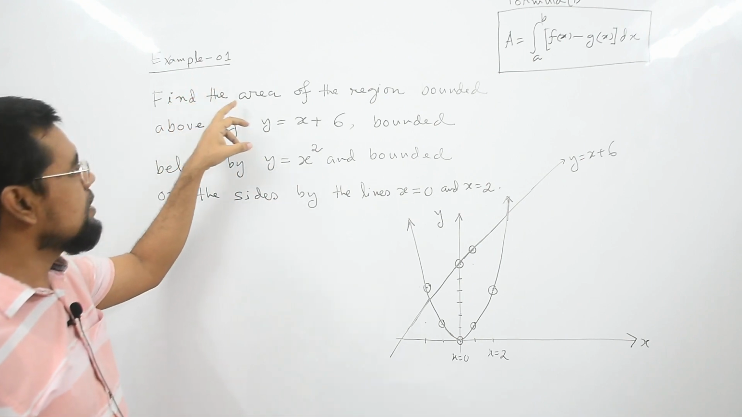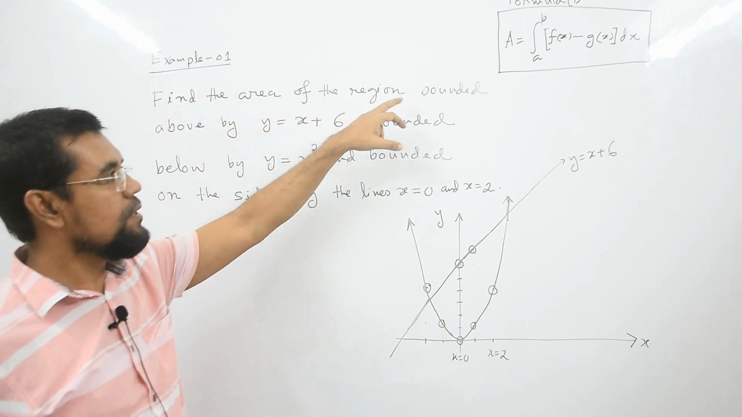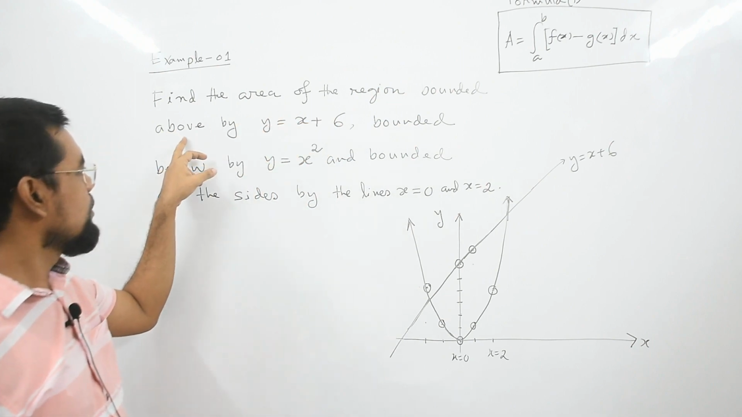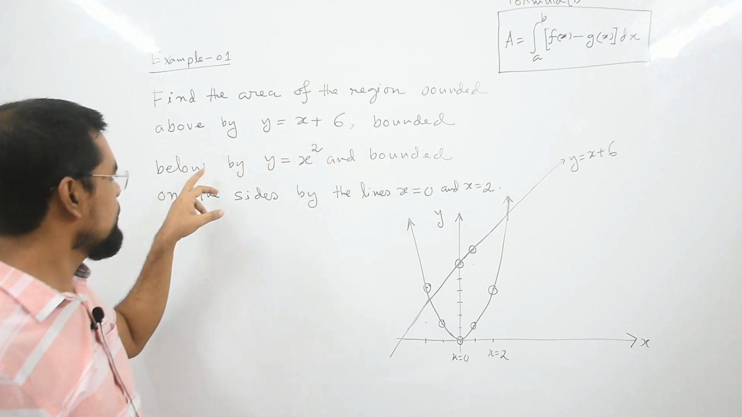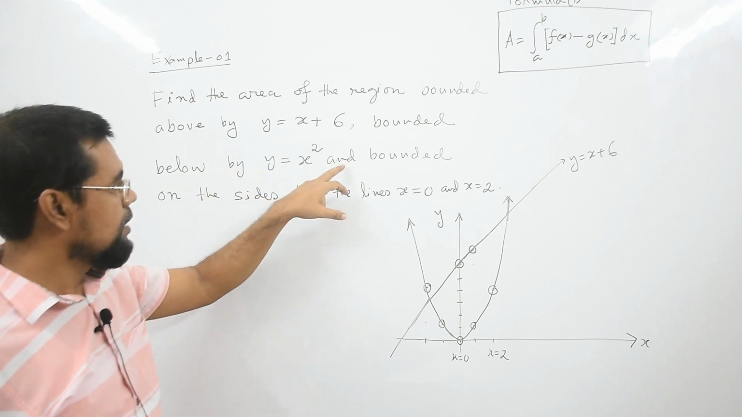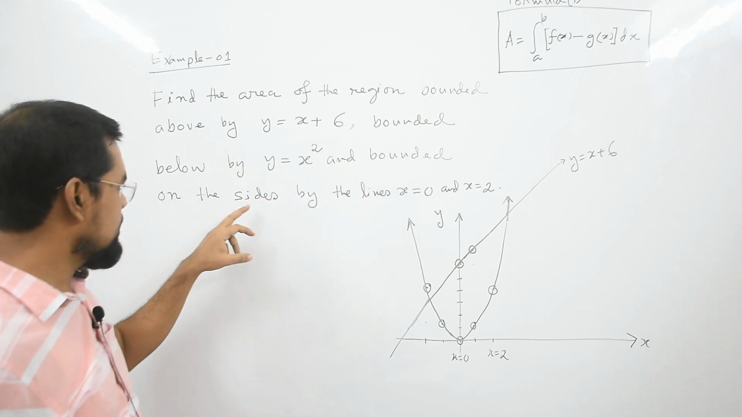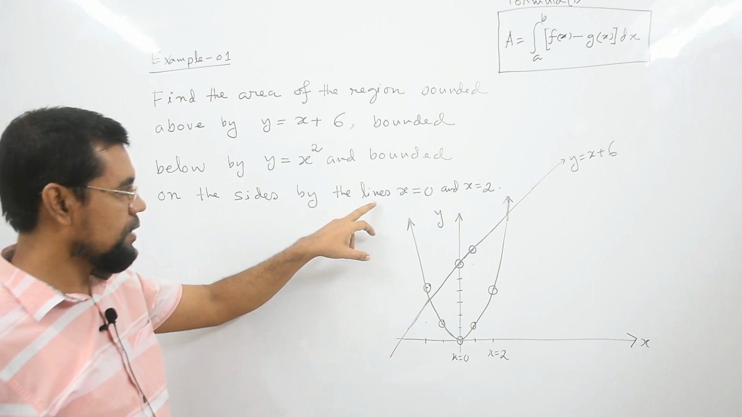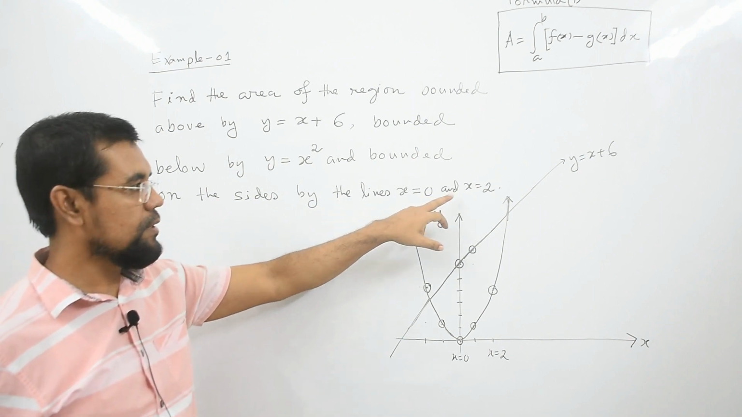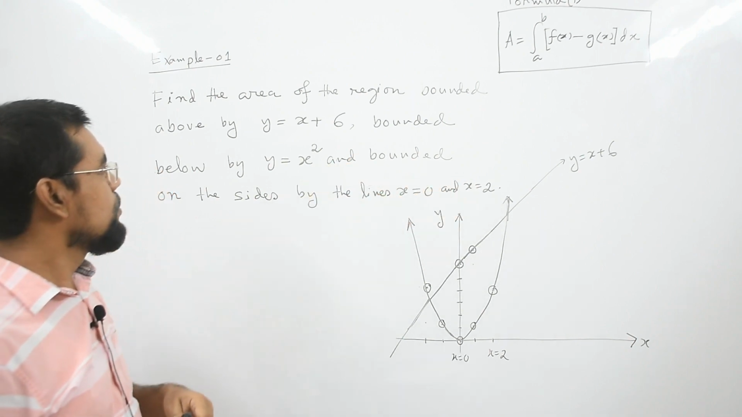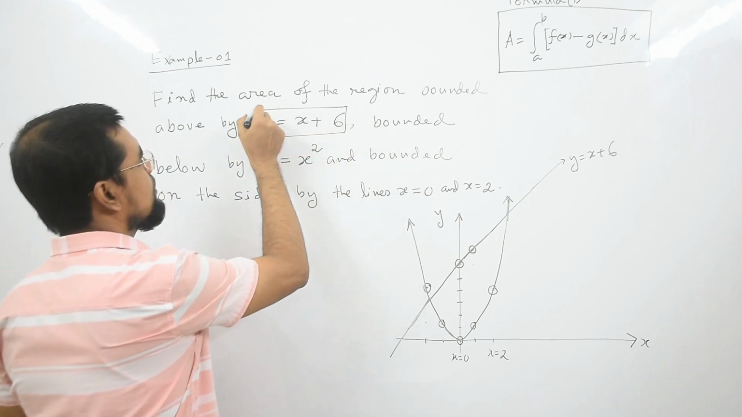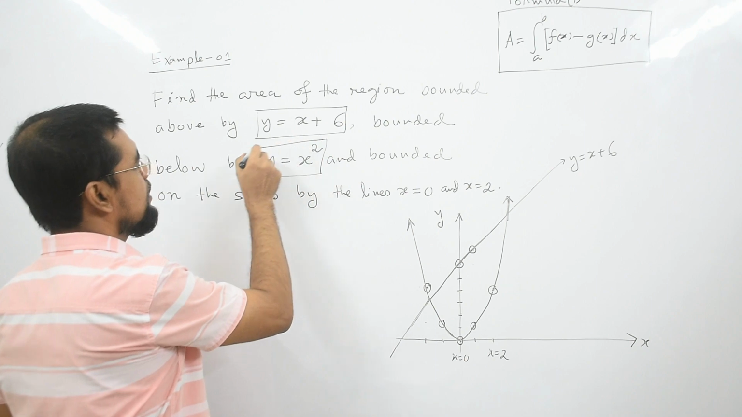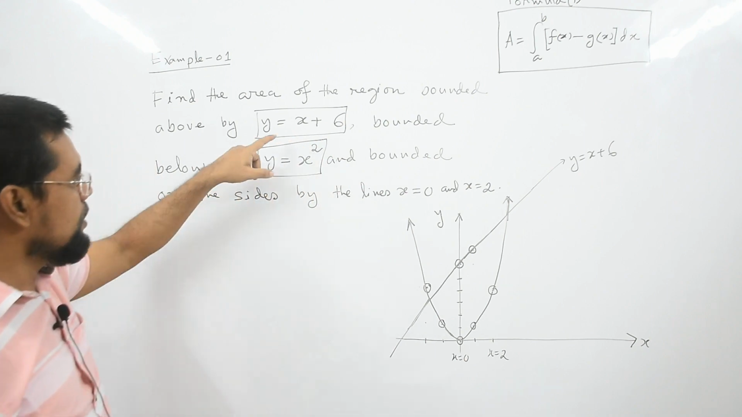It says: find the area of the region that is bounded above by y equal to x plus 6, bounded below by y equal to x square, and bounded on the sides by the lines x equal to 0 and x equal to 2. So here we have two curves, y equal to x plus 6 and y equal to x square. First you need to draw them.